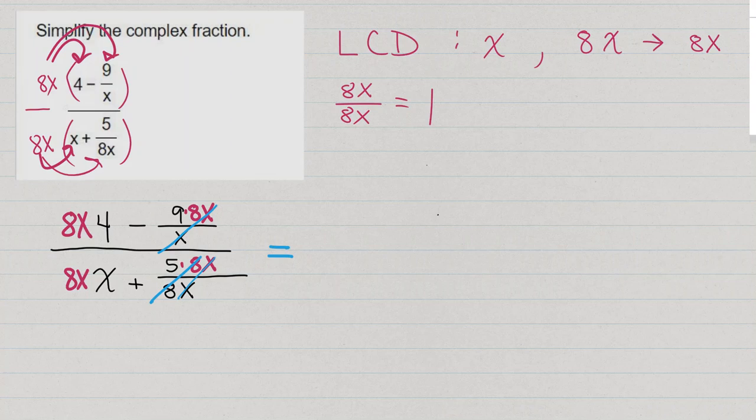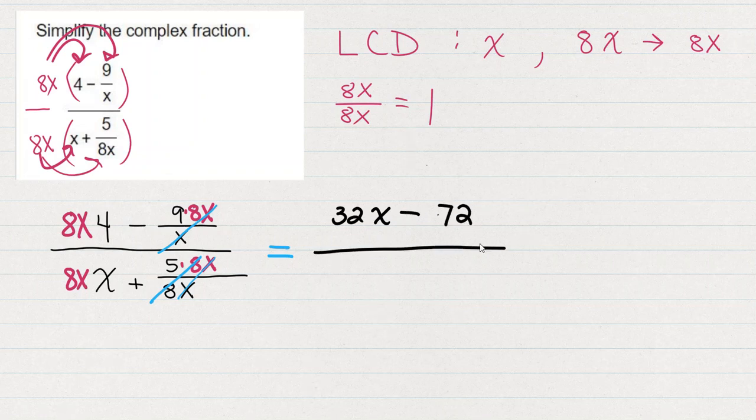What I would be left with is 8x times 4, or 32x, minus 9 times 8, which is 72, over 8x times x, so that's 8x squared, plus 5. And now I could simplify from here by simply factoring the numerator. The reason I'm going to factor is to see if there's anything that reduces. This 32 and 72 can both be divided by 8, so I could factor out that GCF, greatest common factor, of 8.